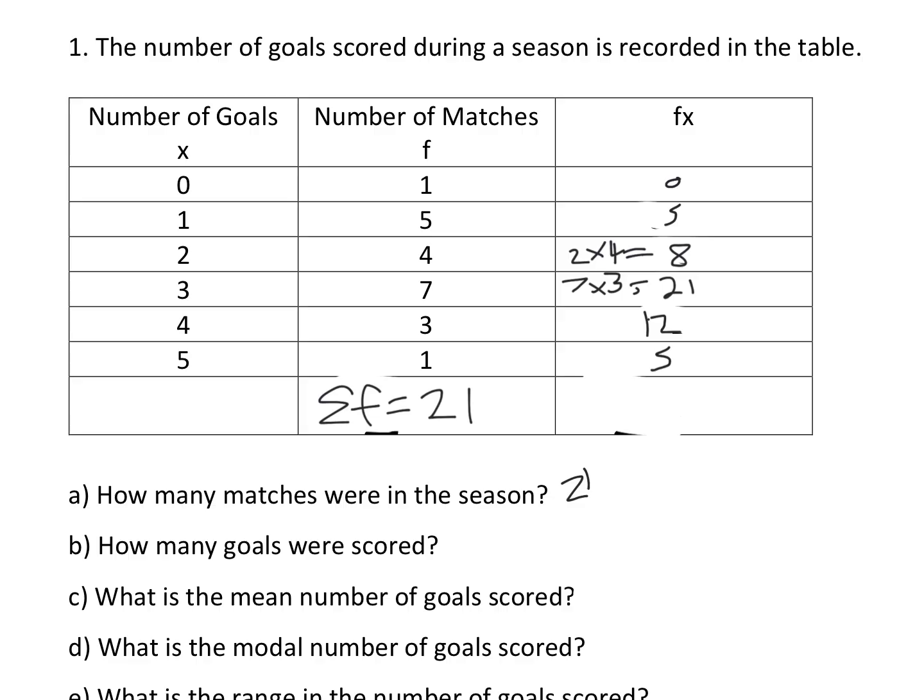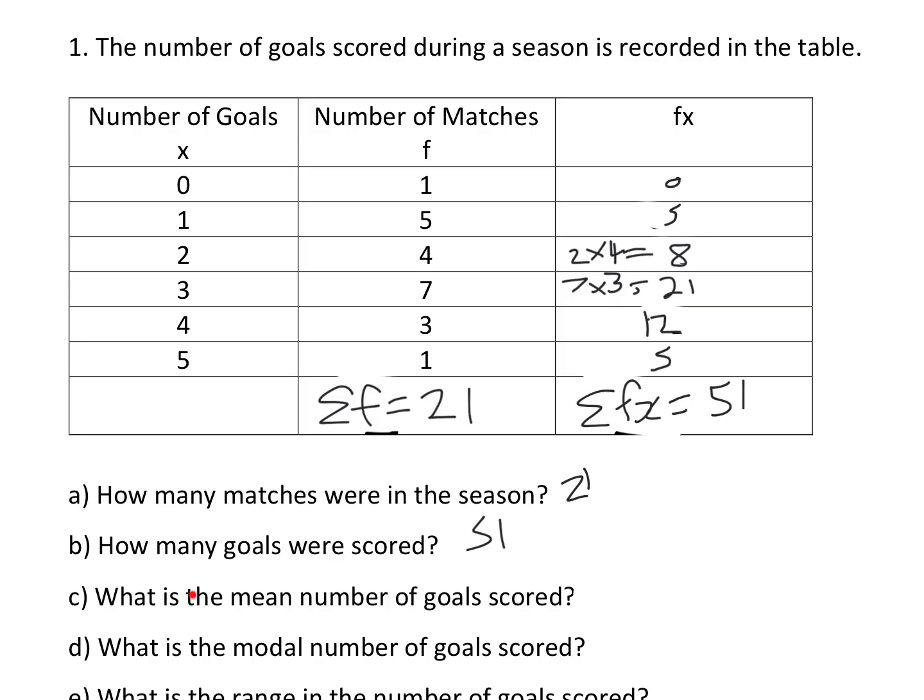How many goals were scored would be the total number of goals, adding up or summing up this column here. We call it the sum of Fx, or sigma Fx. And if we sum the Fx column, if we add those all up, we get 51. So there are 51 goals scored in the season.